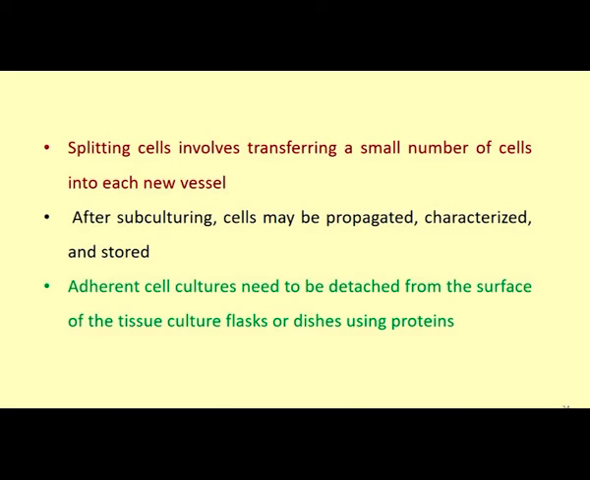Splitting cells involves transferring a small number of cells into each new vessel. So every subculture, we will aliquot some from the original culture and put them into fresh medium so that they will again have more media and more nutrients to keep on dividing. After subculturing, the cells may be propagated, characterized and stored.